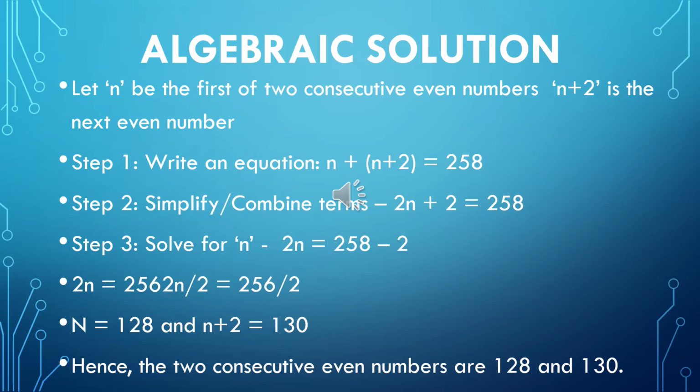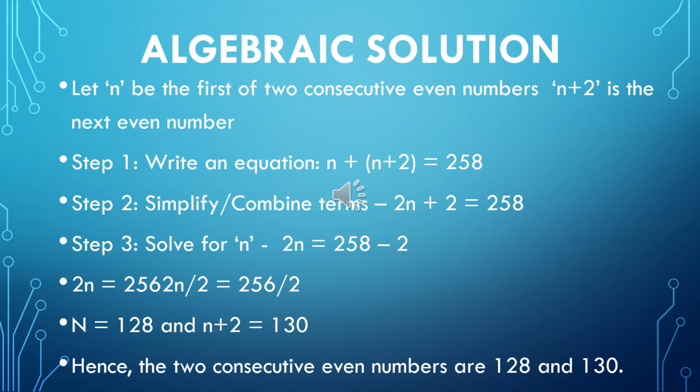Step 1, we write the equation. Since this is a sum, we add. So we have n plus n plus 2 all equal to 258. Our step 2 is to simplify or combine similar terms. Here we have 2n plus 2 all equal to 258. And our third and last step is to solve for the unknown, or for the variable n.